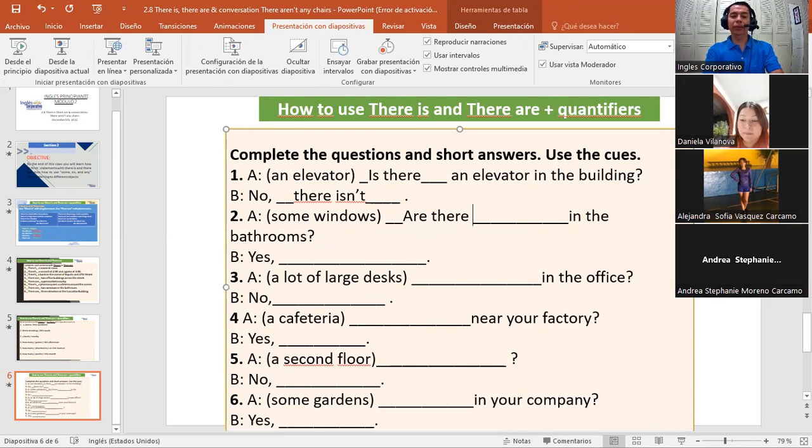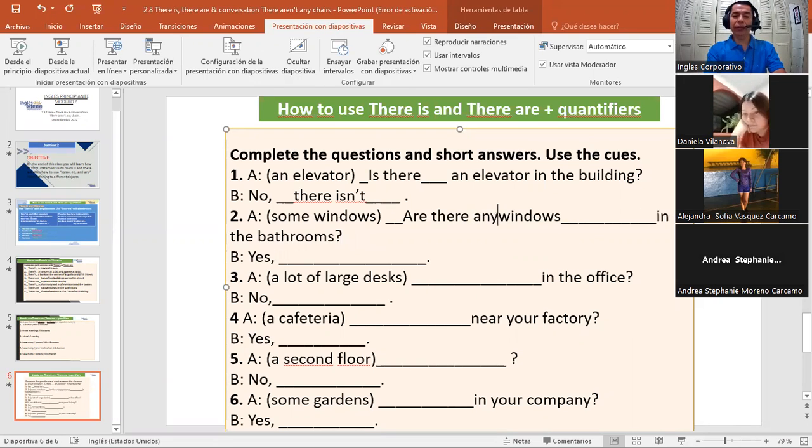Are there? Yes, they are. No, wait, look at the parentheses. Are there windows? Some windows. Okay, recuérdense que aquí no podemos usar any, ¿verdad? Aquí podríamos usar any, ¿verdad? Pero ¿por qué no usamos any? Porque dijimos que cuando la oración es afirmativa vamos a usar some, ¿ok?